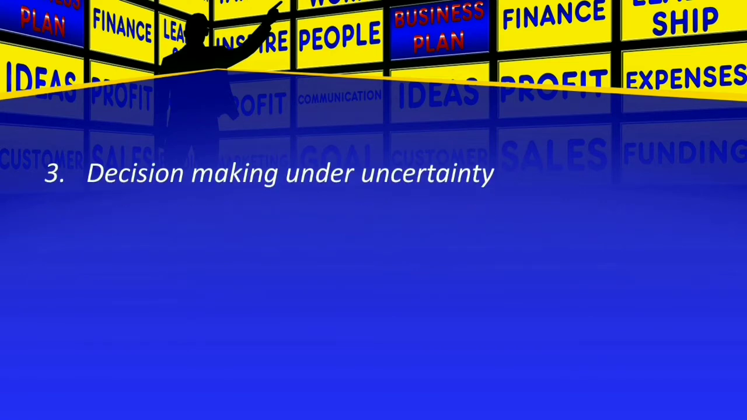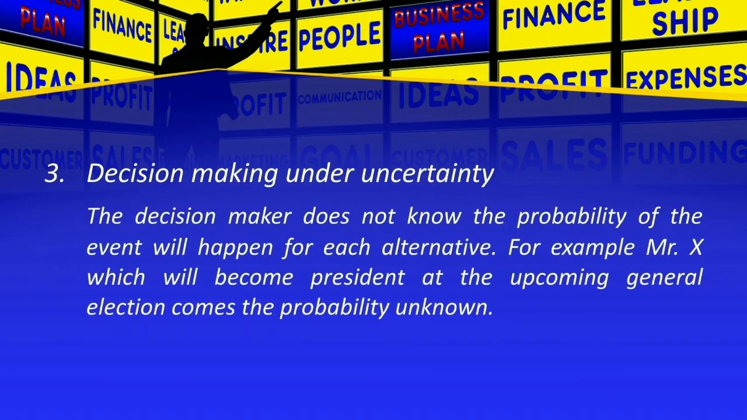The third is decision making under uncertainty. The decision maker does not know the probability of the event that will happen for its alternative. For example, Mr. X, who will become president at the upcoming general election, has an unknown probability.